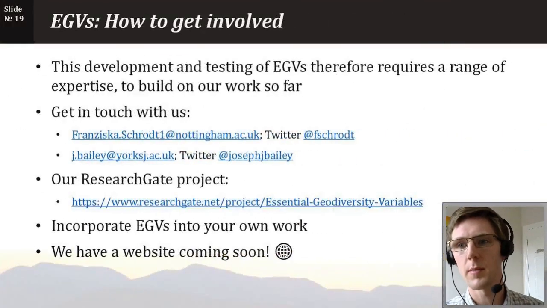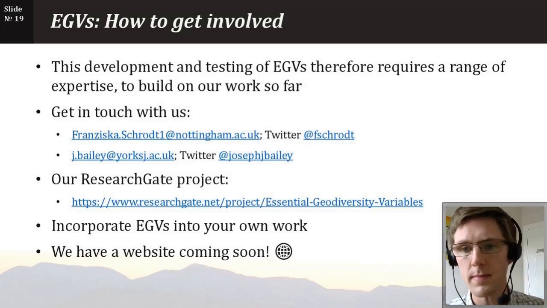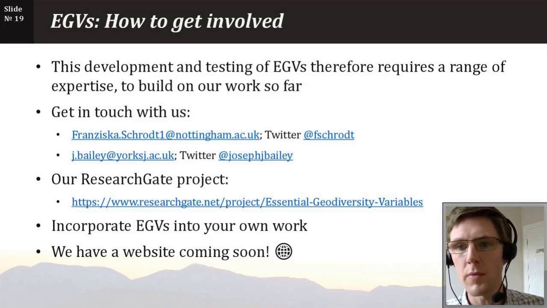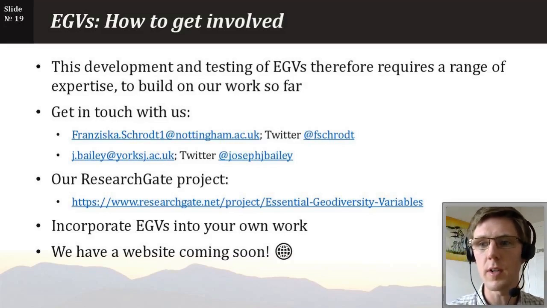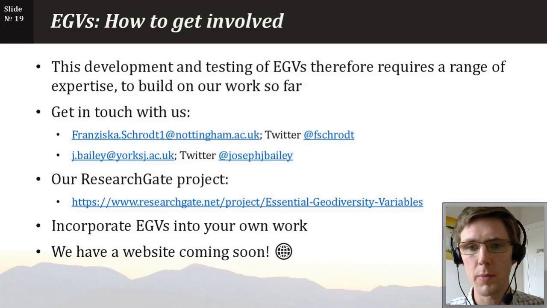There's a lot of work to be done in terms of integrating remote sensing data, for example, with on-the-ground information. And despite this increasing evidence between geodiversity and biodiversity, there's still quite a lot of work to do. Anyway, if you do want to get involved, please email one of the EGVs team, visit our ResearchGate project, and hopefully move towards incorporating and collaborating on EGVs in your thinking and your research so that we can move this concept forwards.